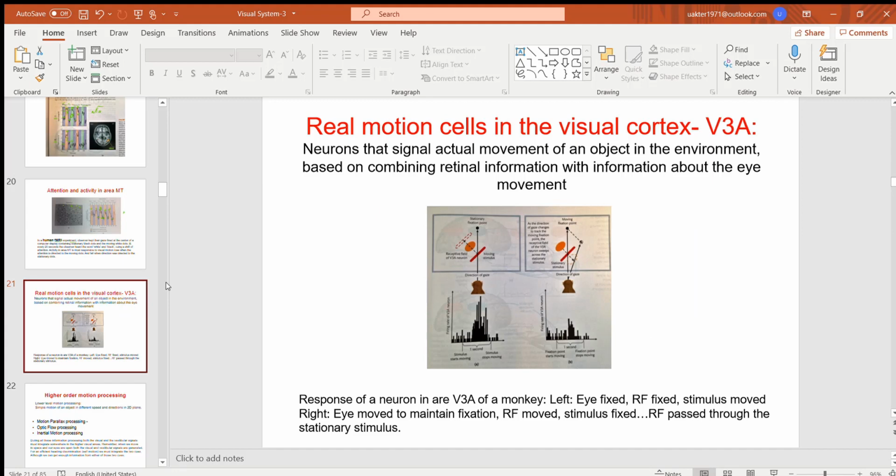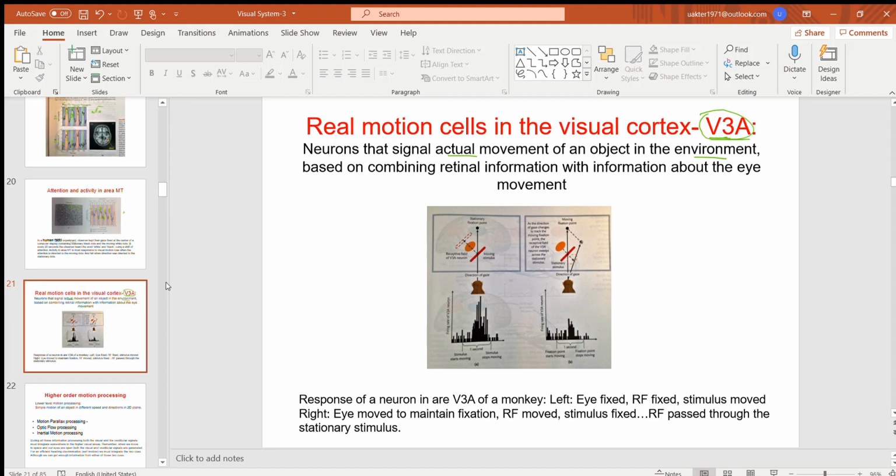This is another experiment. In this case, the recording was performed on V3, area V3A. Okay, and interestingly, area V3A is sensitive to the actual motion of an object in the environment, not the apparent motion, not the motion of the retina, the actual motion of the object. Now, two different situations. Let me explain.